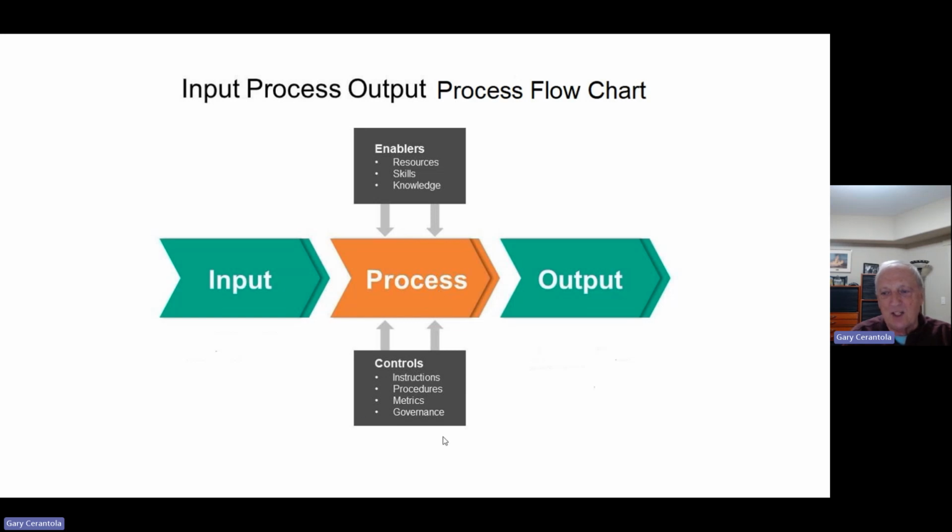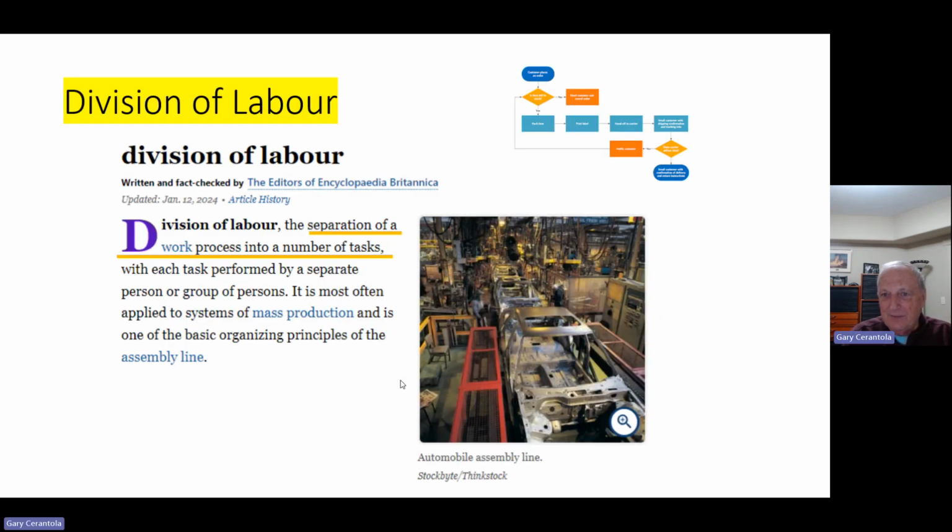And then how do you manage that? Here's where management principles really come in, to working these functions and leveraging them to get an optimum outcome and be successful. So those controls are instructions, procedures, metrics, governance, all part of that onion that I talked about. Okay, and then again, the division of labor, which is key.